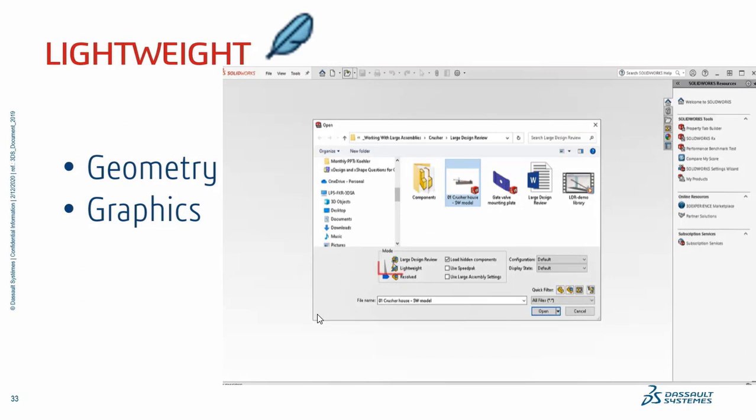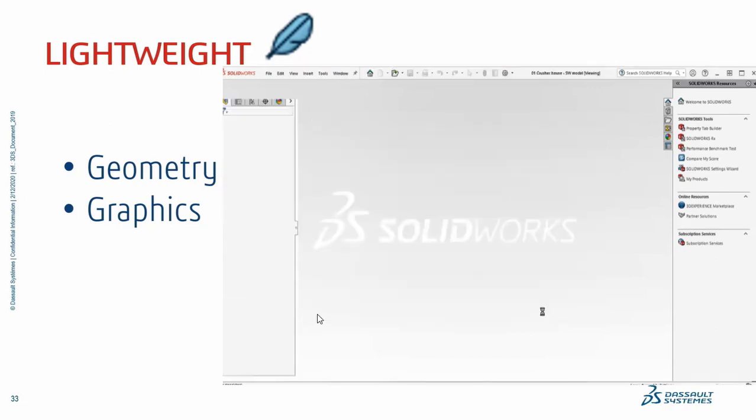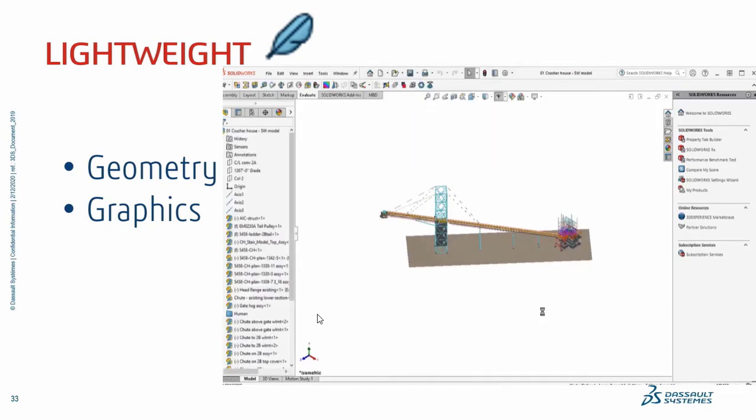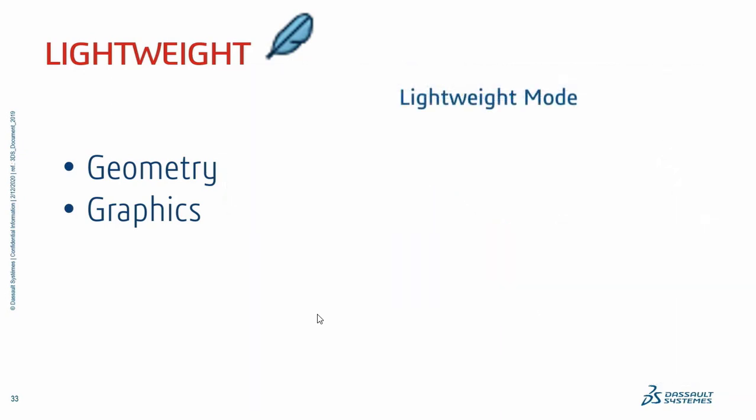The next one is the lightweight mode, where it loads only the geometry and graphics data. It will not create parametric data, so all the values you have put in the mates, features and equations cannot load here. Opening your assembly in lightweight mode takes less time, because its parametric data cannot load.